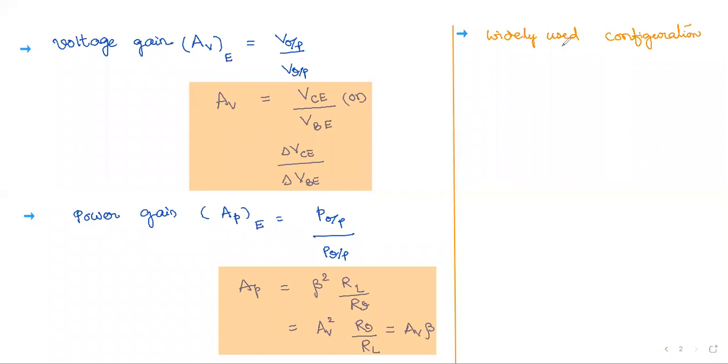Widely used configuration. In the electronic field, the common emitter configuration, CE, is common, even though there is some phase difference between input and output. So if you want to draw the input and output signals here, like this is the input, and here if I take the output, then you can find the difference here like this.